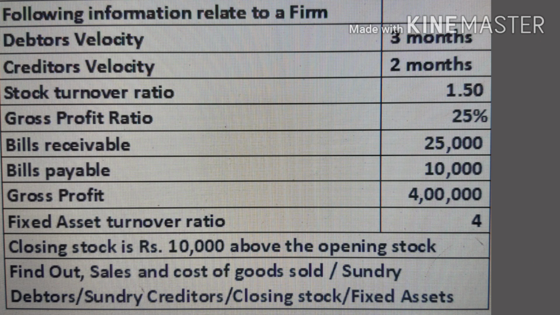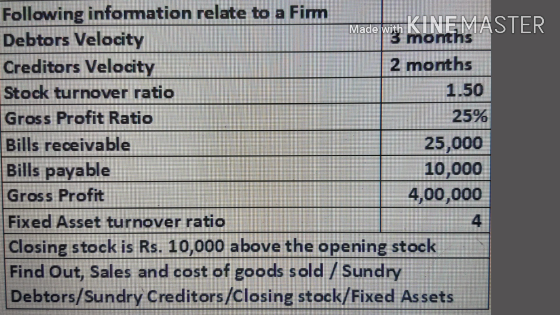Let us start our next problem. The following information relates to a firm. Debtors velocity 3 months, creditors velocity 2 months, stock turnover ratio 1.5, gross profit ratio 25%, bills receivable 25,000, bills payable 10,000, gross profit 4 lakhs, fixed asset turnover ratio 4, closing stock is 10,000 above the opening stock. Find out sales and cost of goods sold, sundry debtors, sundry creditors, closing stock, and fixed assets.